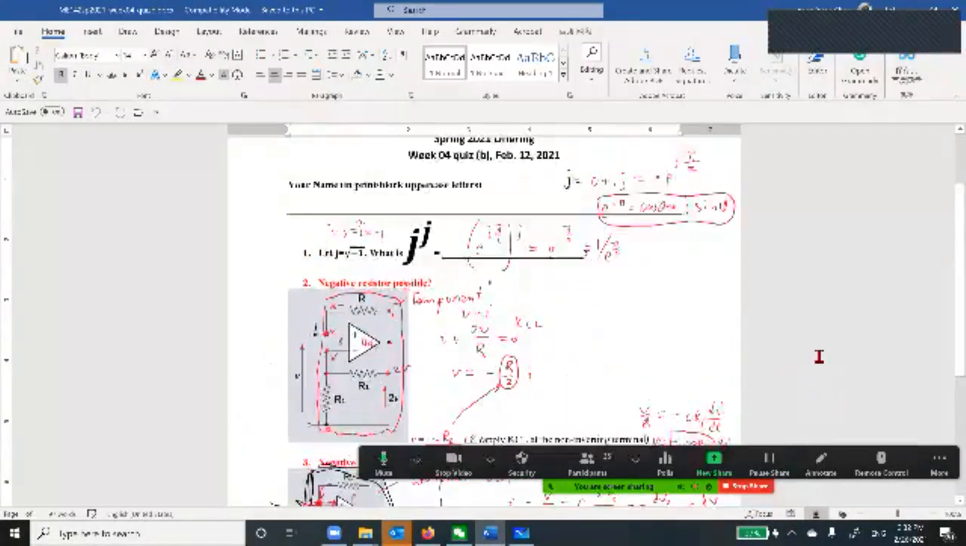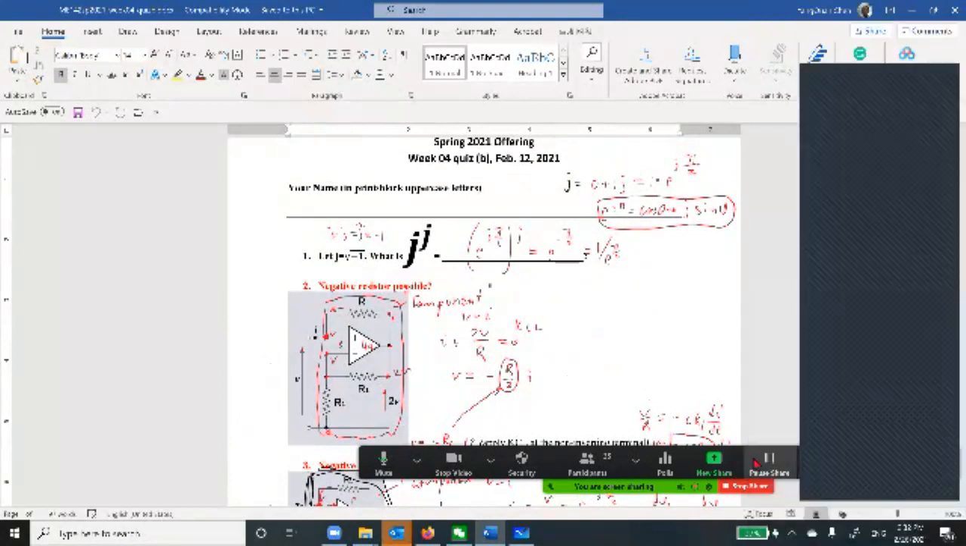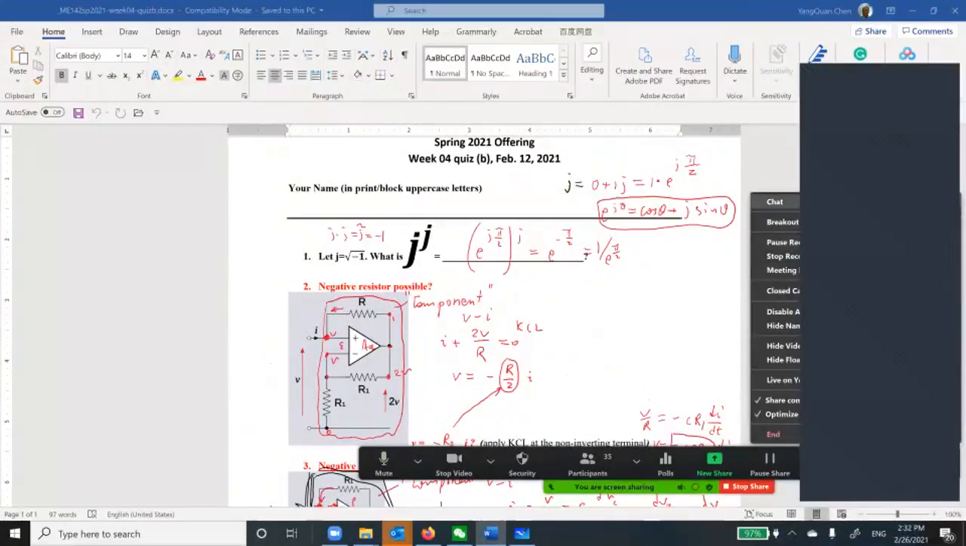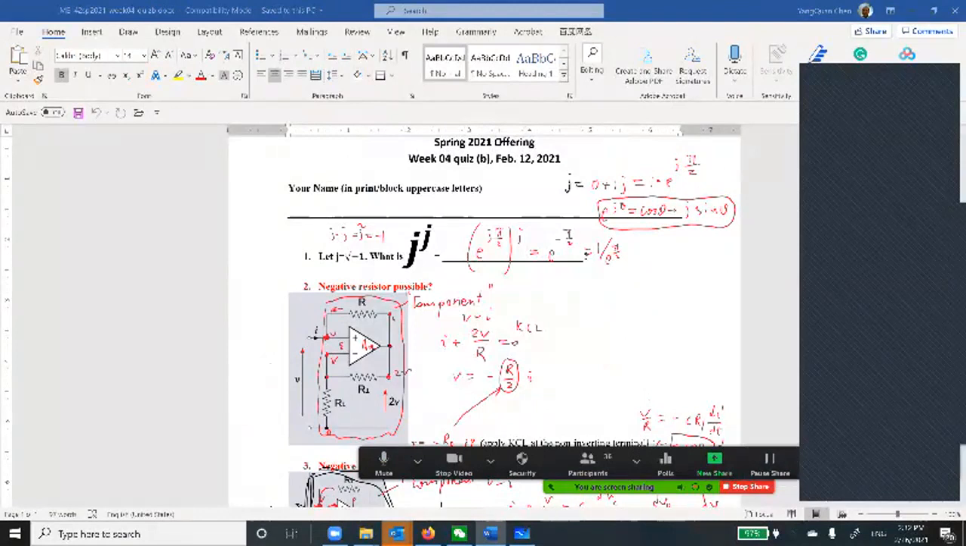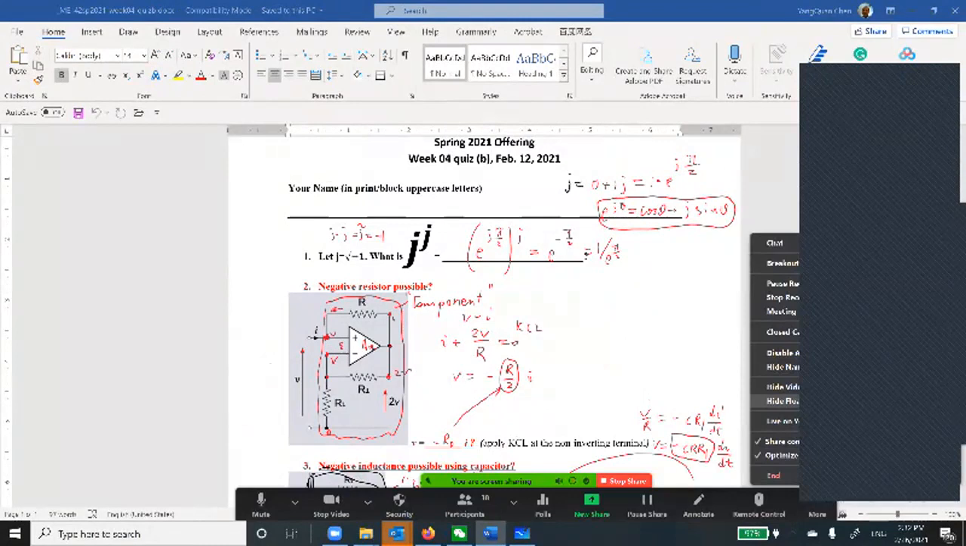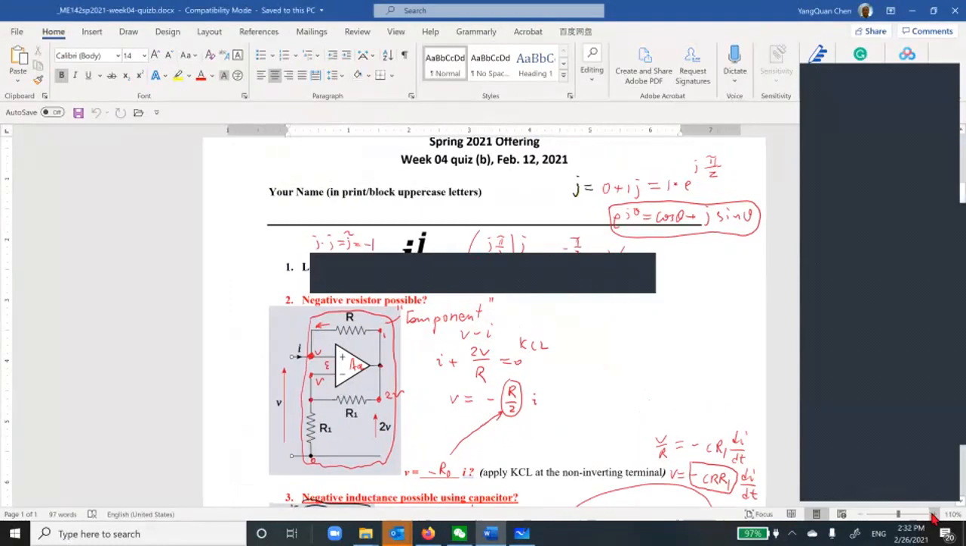Do you guys see my screen? Yes. Let me show the video panel. Let me show the chat box. Let me close this float. Hiding floating meeting controls. Okay. Let me make it a little bit bigger.